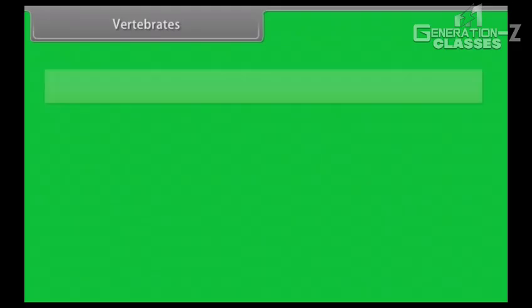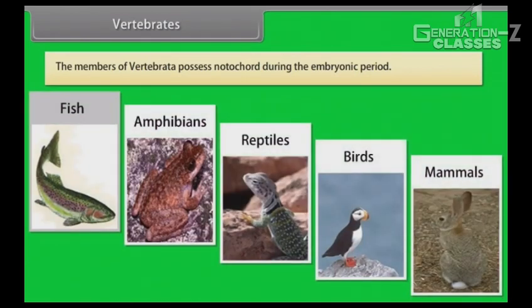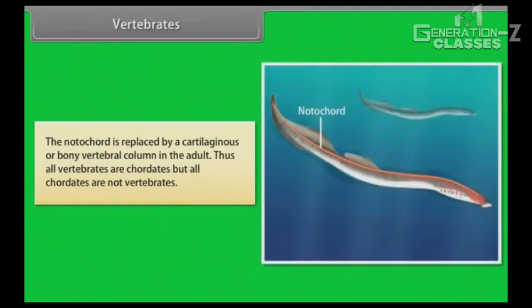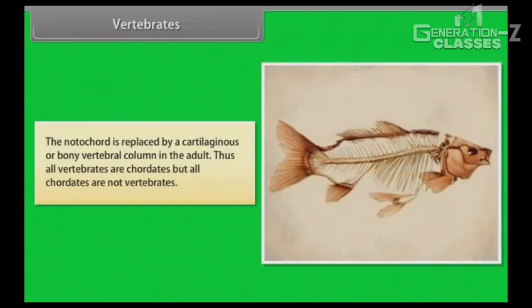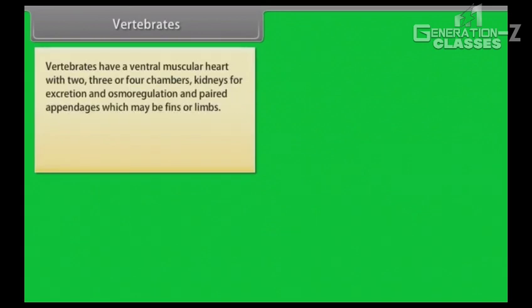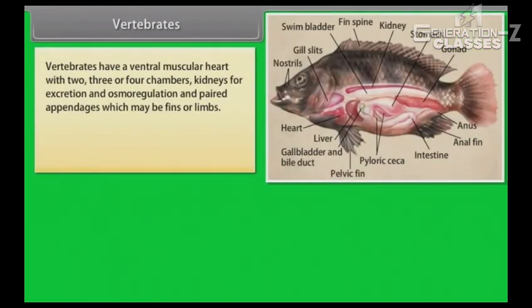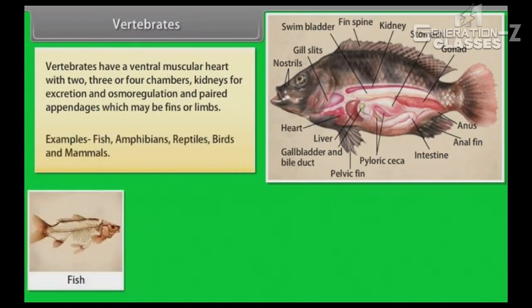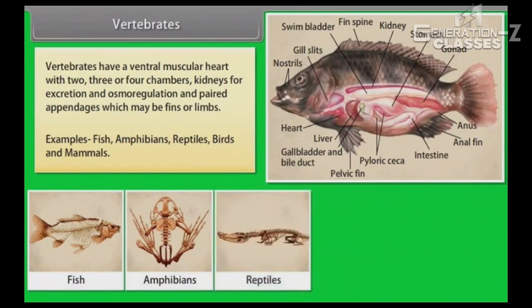Vertebrata. The members of Vertebrata possess notochord during the embryonic period. The notochord is replaced by a cartilaginous or bony vertebral column in the adult. Thus, all vertebrates are chordates, but all chordates are not vertebrates. Vertebrates have a ventral muscular heart with 2, 3 or 4 chambers, kidneys for excretion and osmoregulation, and paired appendages which may be fins or limbs. Examples: fish, amphibians, reptiles, birds and mammals.